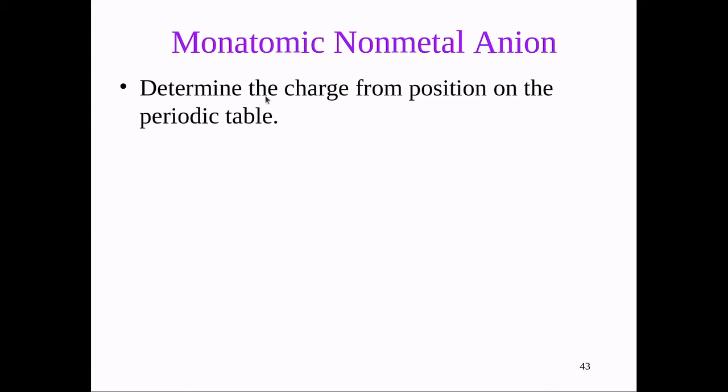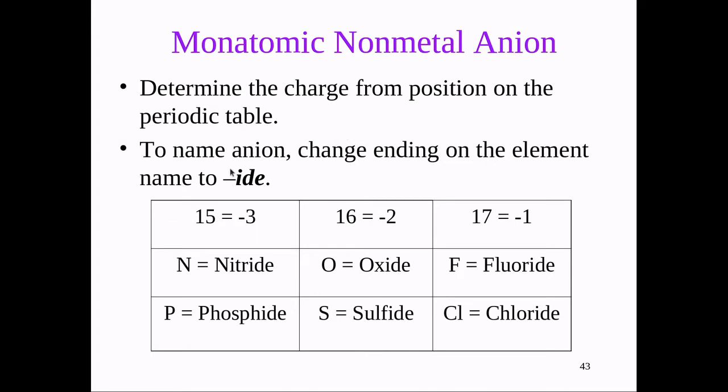So let's take a look at what happens with monoatomic nonmetal anions and review this a little bit. First, we're going to determine the charge from the position on the periodic table. And then we're going to change the name, changing the ending on the element to "ide." So let's look at some examples here. If we're in group 15, we know that we get a -3 charge, and we rename them. Nitrogen becomes nitride, phosphorus becomes phosphide, oxygen becomes oxide, sulfur becomes sulfide, fluorine becomes fluoride, chlorine becomes chloride. And we have different charges that we're going to associate with them.